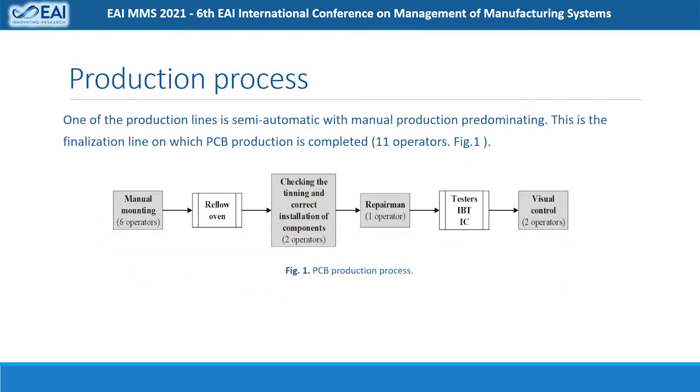One of the production lines of this company analyzed in this paper is semi-automatic with manual production predominating. This is the finalization line on which PCB production is completed. There are 11 operators working on the production line. See Figure 1. They have workflows that describe individual work operations with the names and component labels for specific PCB models. Depending on the model currently being produced, operators choose a workflow and check the individual components.